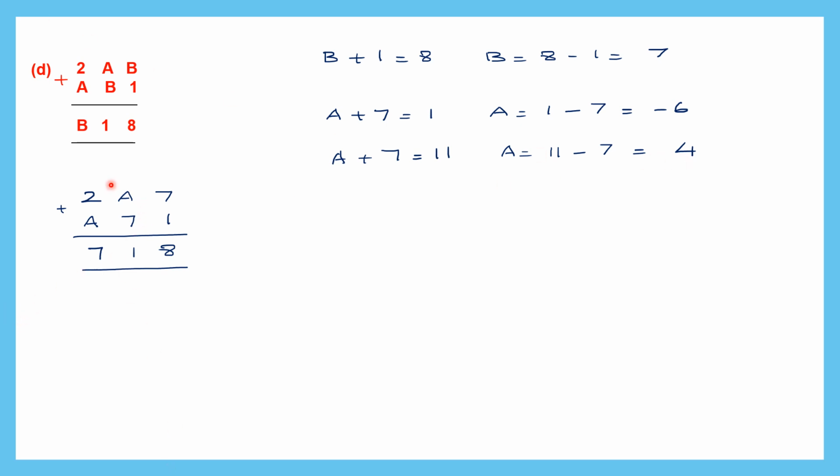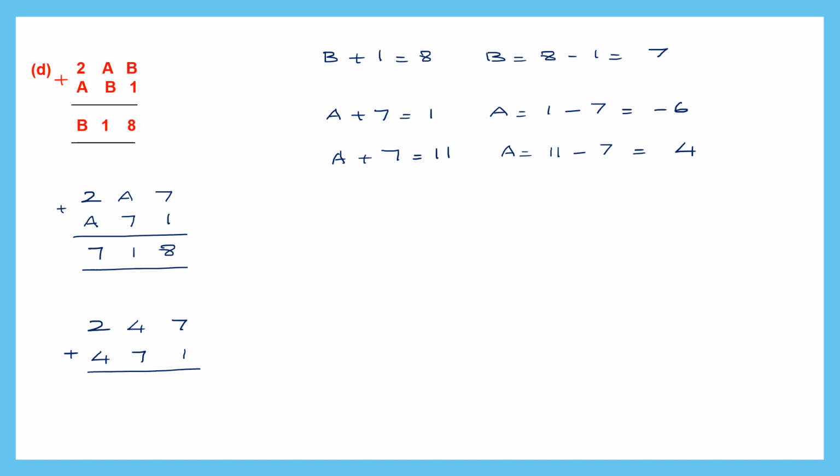And we can check that by substituting A with 4. So let's do that also and see. So we have 2. In the place of A, we're going to write 4, and then 7 plus, again in the place of A, we're going to write 4, 7 and 1. Now add it up to see whether you're getting 718. If you get 718, then A is 4 and B is 7. What we found out is correct.